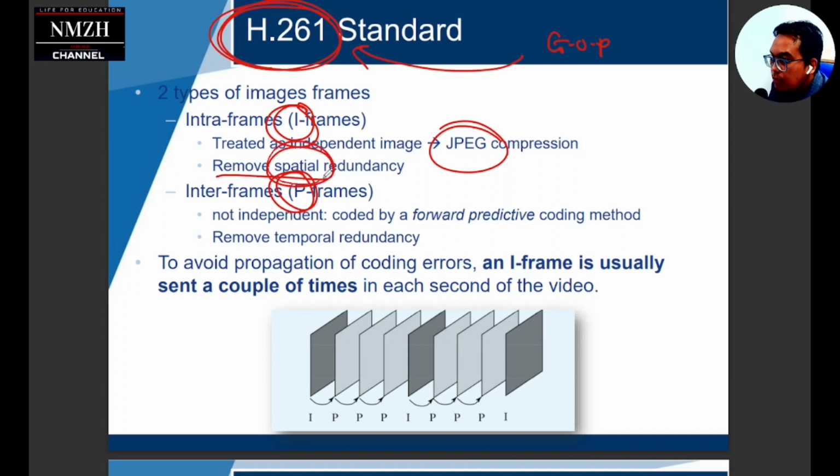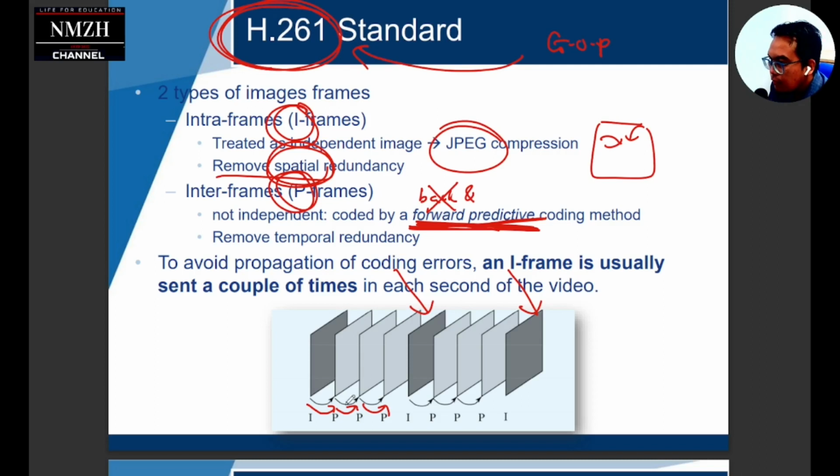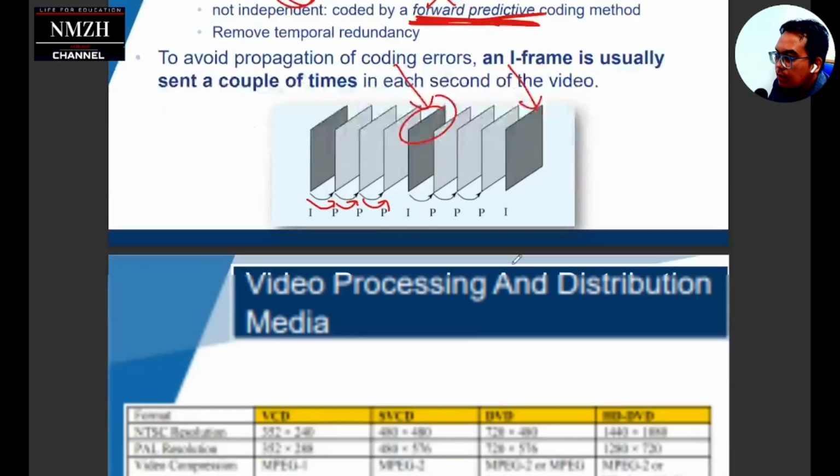It only removes the spatial redundancy. Spatial means in frame. Whereby P is not independent, it can only forward predict. Okay, forward, guys. This will be the keyword here. It's not back and forth, but only forward. So that's the reason why we only have this. Okay, so to avoid the propagation of the errors, I is usually sent a couple of times in each second. So meaning in H.261, basically I is injected every second. Okay, so it doesn't mean that all the P must be in the middle. Okay, this one is P, but in between the P there must be an I. So that would be the idea of 261.